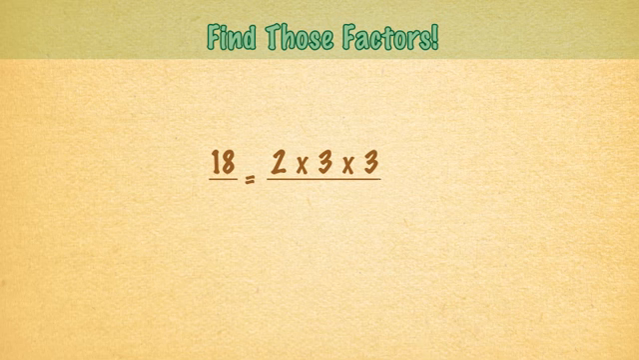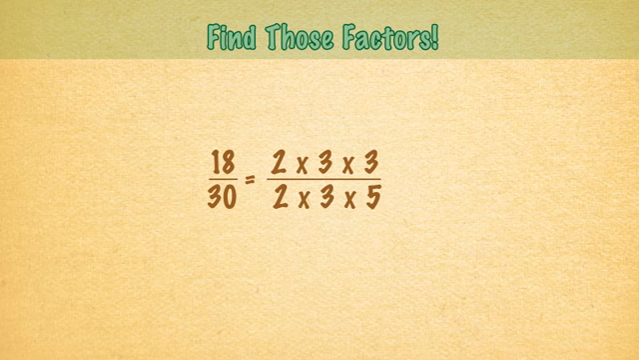First, rewrite the numerator and denominator so that they are a product of prime factors. 18 is equivalent to 2 times 3 times 3, and 30 is equivalent to 2 times 3 times 5. The 2 and 3 are common factors. Cross out both a 2 and a 3 in the numerator and the denominator. The simplified fraction is now 3/5.